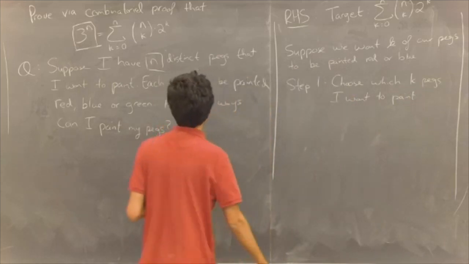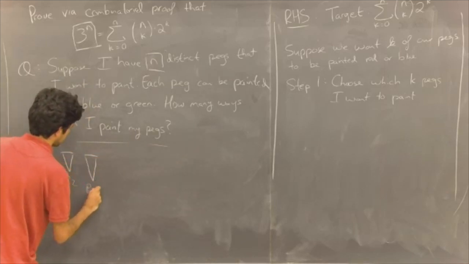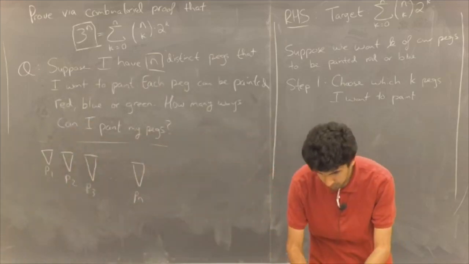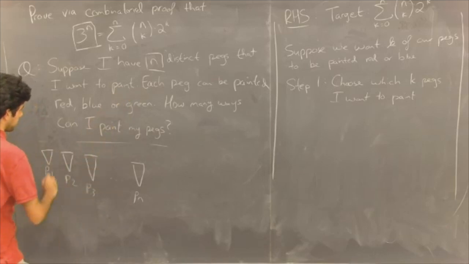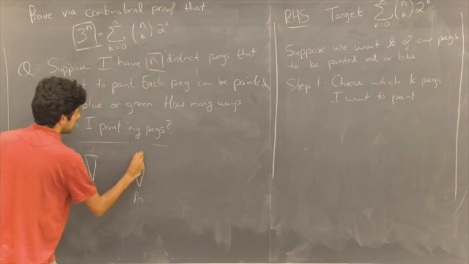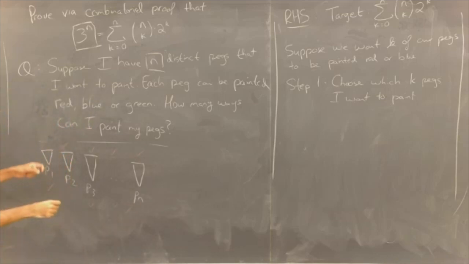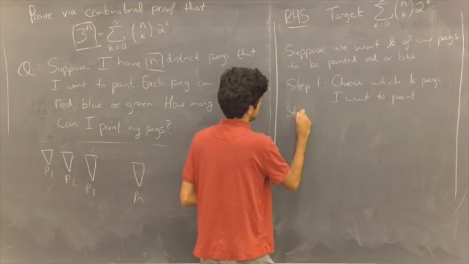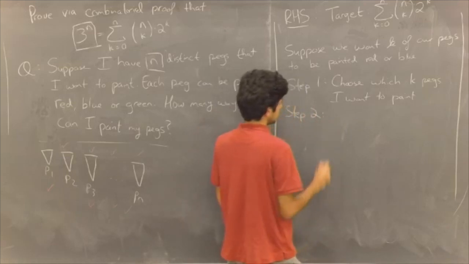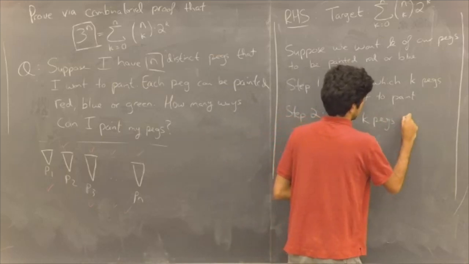So thus far, I've looked at my n pegs, and I've chosen which ones of them I want to paint red or blue. So maybe it's this one, maybe it's that one, maybe it's that one, maybe it's that one. Maybe it's this one, this one, this one, and this one, right? We're just choosing which ones of them to paint. Now we have to actually paint them. So we'll focus in on those k pegs. So really, step 2 will be paint the k pegs red or blue.